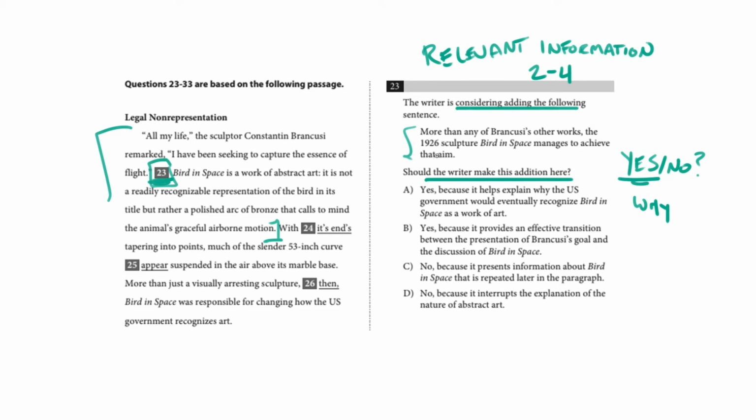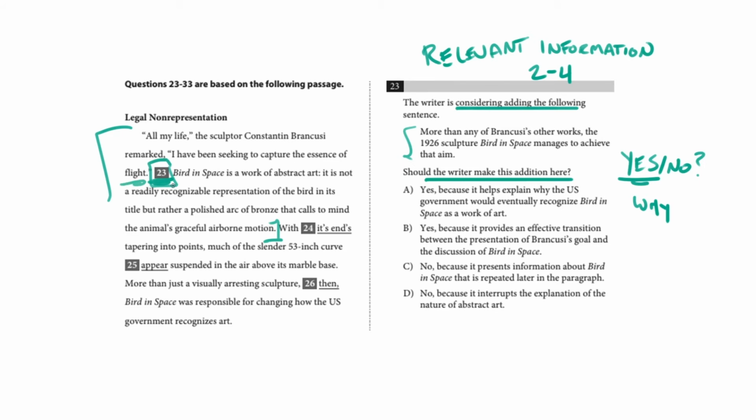So, the writer is considering adding the following sentence. "More than any of Brancusi's other works, the 1926 sculpture Bird in Space manages to achieve that aim." So before I even look at the choices, I'm going to determine, okay, yes or no, does that belong here? With these questions, the answer will be yes if, when we're exploring the content, we notice that there's some kind of gap. So in the passage, for example, there's a gap between what Brancusi believes about sculpture and depicting flight and discussing Bird in Space. There's no introduction of Bird in Space. There is a gap there. The answer will be no when there is no such gap, and adding the sentence would distract from the point being made, or it would be irrelevant to the point being made.